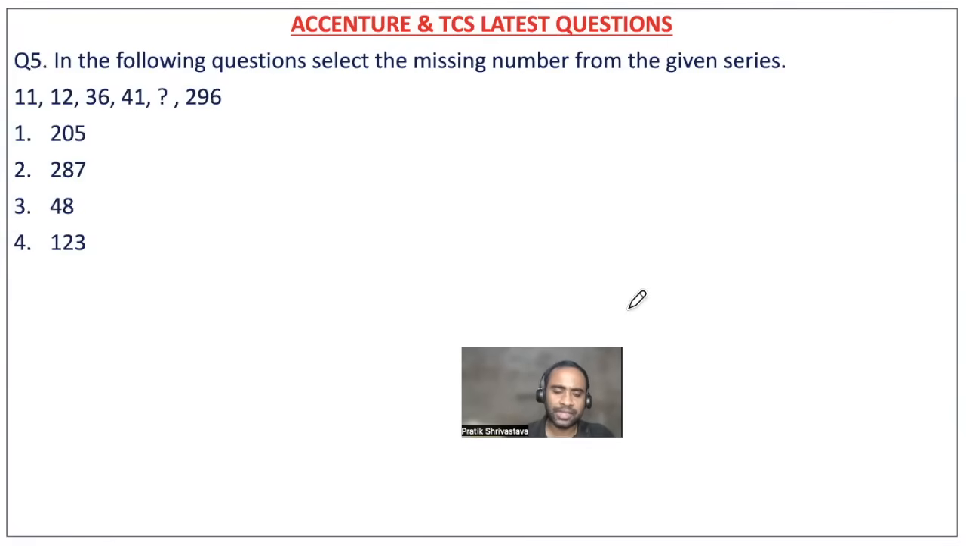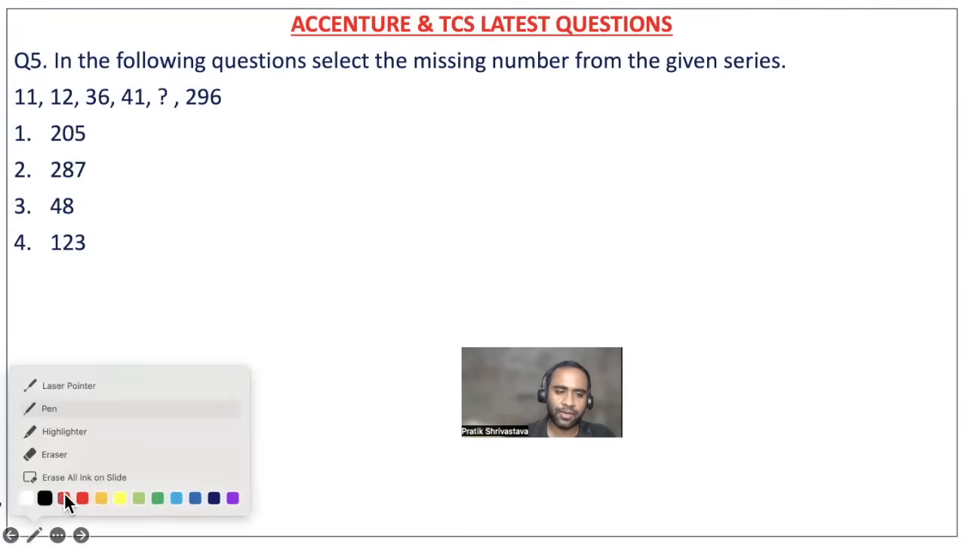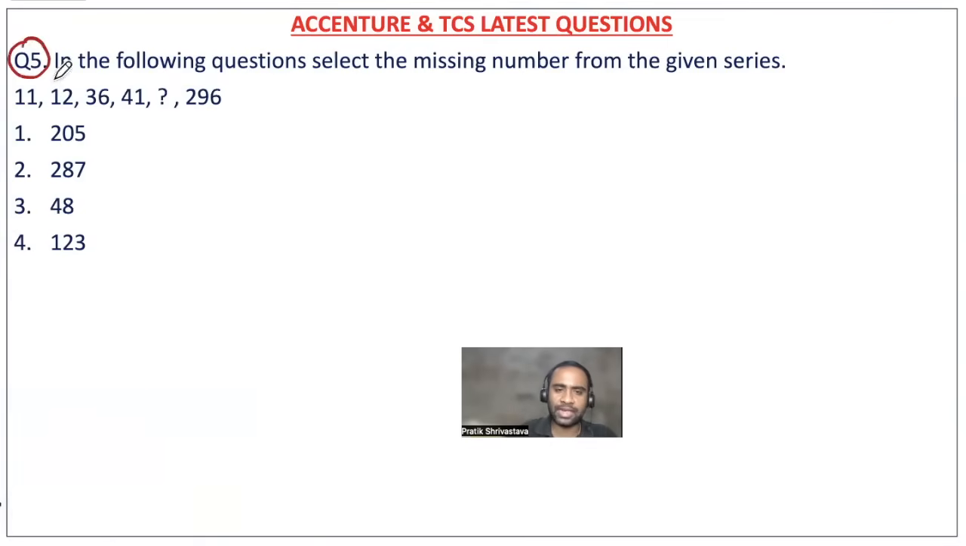Okay. Then question number 5. Friends, in the following question, select the missing number from the given series. So you should be having very good practice in today's class. So we have 11, we have 12, we have 36, we have 41, we have 296, right? Okay.